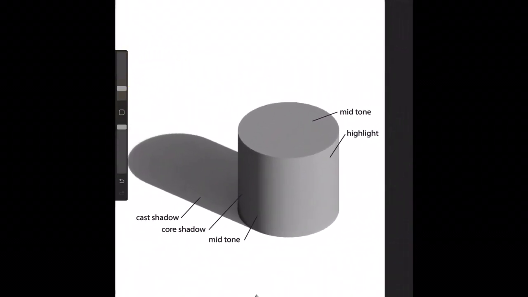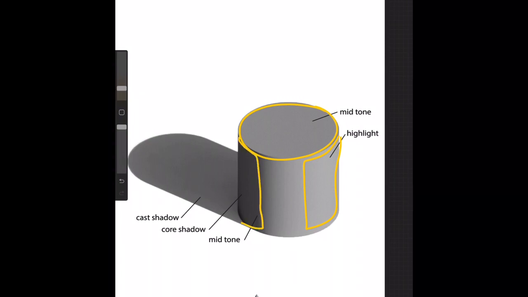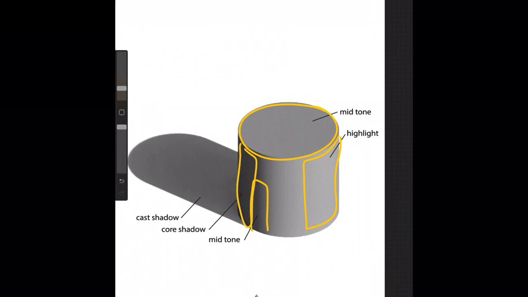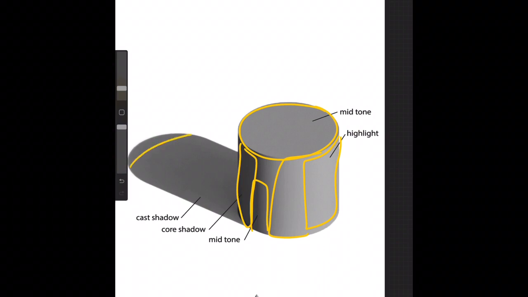Here's the same. The highlight is hitting this area, okay? And the midtone is the middle part between the dark side of the object, this one, the core shadow. This is also a midtone because it's a mixture between the core shadow and the highlight part, right? Can you see it? And this is the cast shadow, as I mentioned before, the shadow that follows an object.